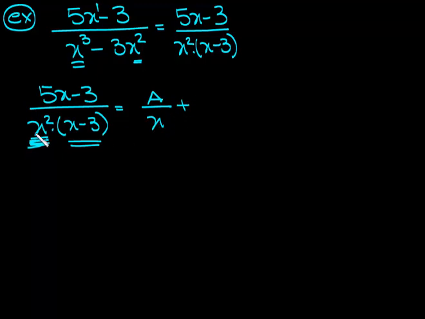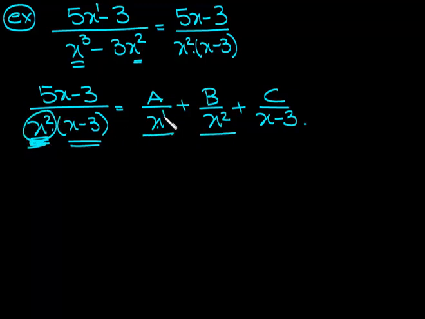Okay, so this is repeating, so I'm going to go A over x plus B over x squared, plus I still have that other factor, C over x minus 3. Okay, so if you think about it, because this factor was repeating, we need to include it twice, from the smallest power to the highest, and the power starts at 1. Okay, and then since this was distinct from this, we just include it once.